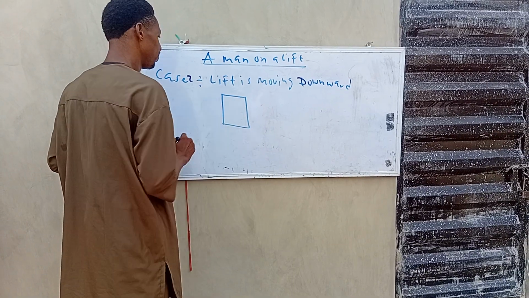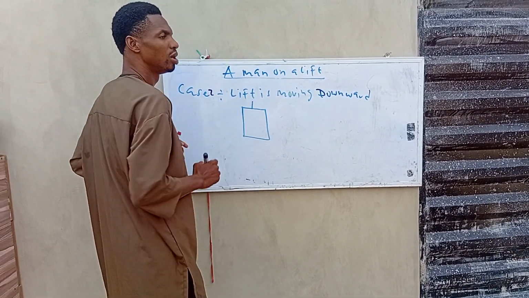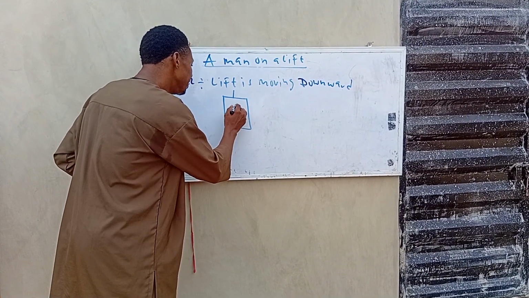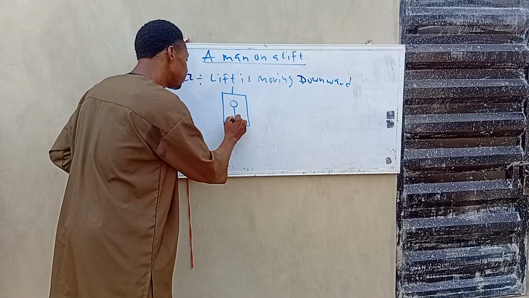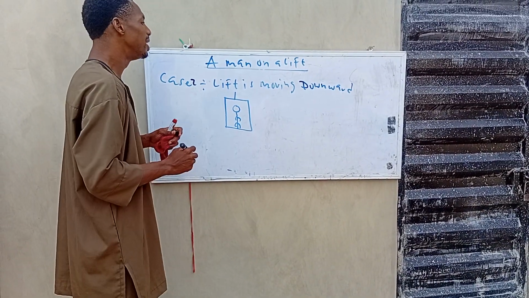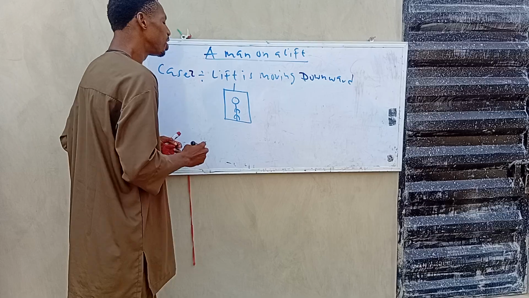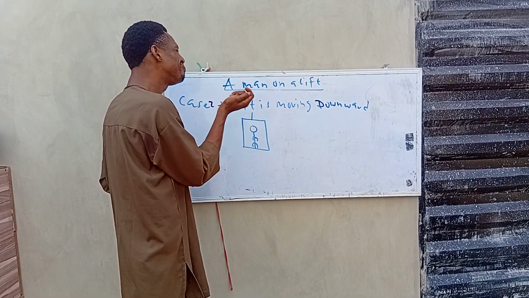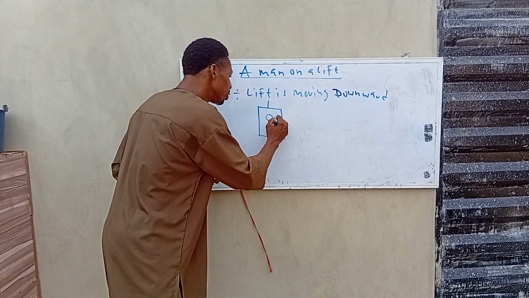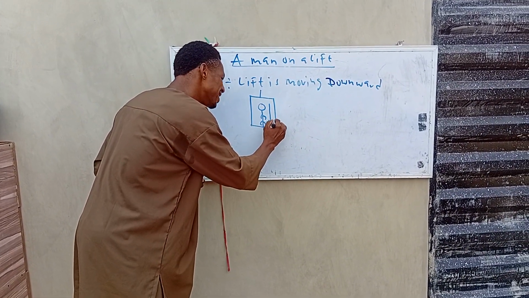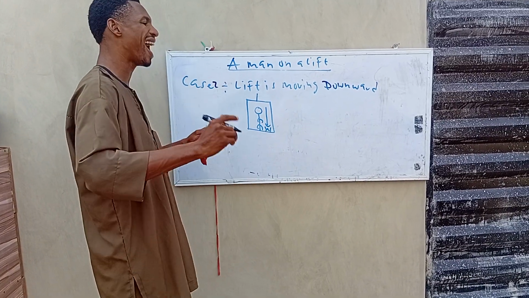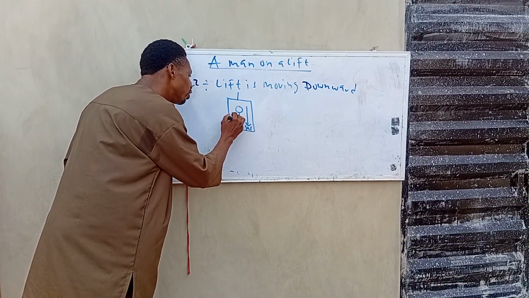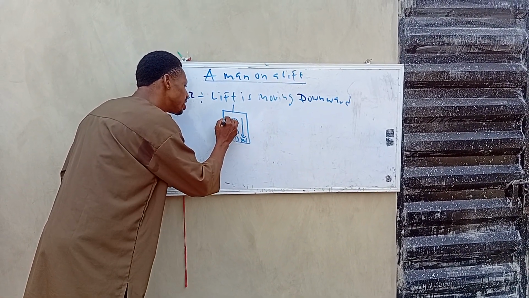This is the lift, and this is the rope tied to the elevator. If this is the man on the lift, because he's moving downward, it means the weight is greater than the tension. So this is the weight. Weight always acts downward. Therefore, the tension or the reaction from the floor of the elevator acts upward. Let me call it T.